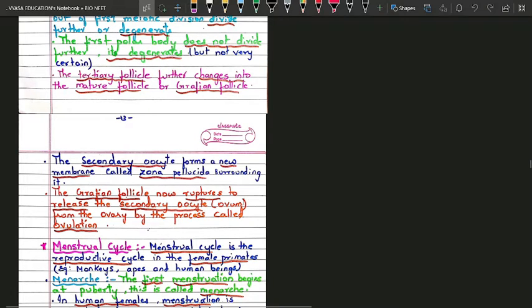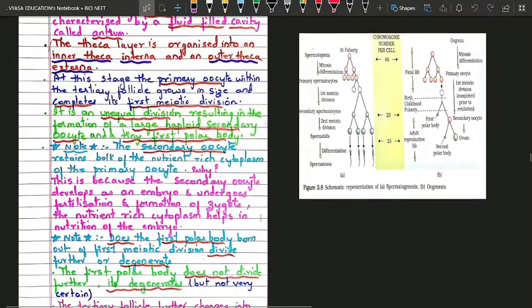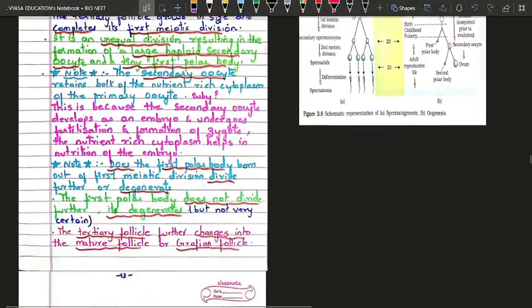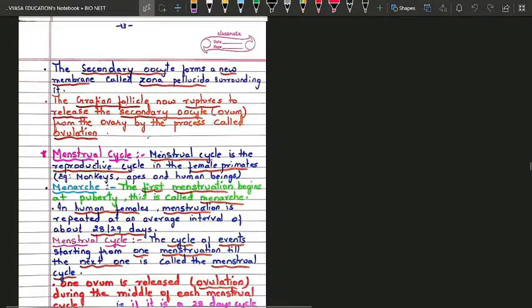So what happens? The secondary oocyte, the ovum, is released from the ovary by the process of ovulation, that is, release of the ovum takes place. So this is how ovulation takes place. All this is about how ovulation takes place.